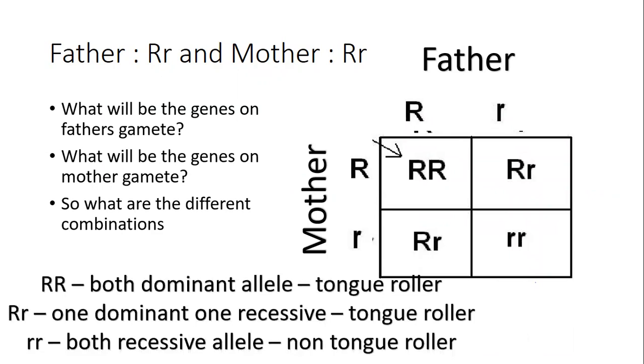Capital R capital R has both dominant alleles, so they are tongue rollers. One capital R, one small r: one dominant, one recessive, so it is a tongue roller. When both are small r, it is recessive, so this is where there is a non-tongue roller. So even if father and mother are tongue rollers, if they are heterozygous, then we can get a non-tongue roller.